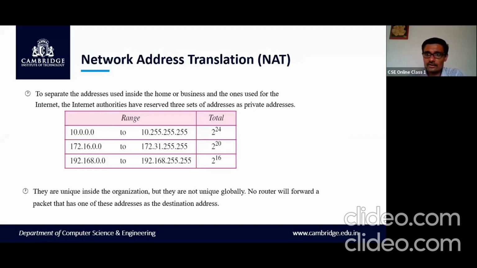Within the organization, we can use them, for example at Cambridge. If you log in, we can see these addresses on some of the computers in Cambridge. So all these are private addresses. We have to use one of the addresses in the private range.